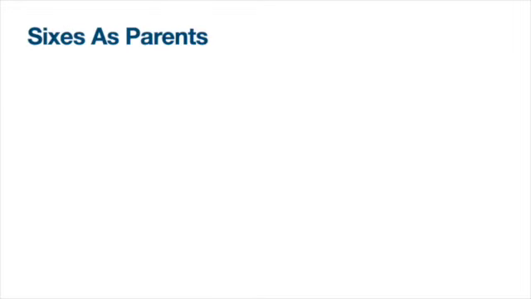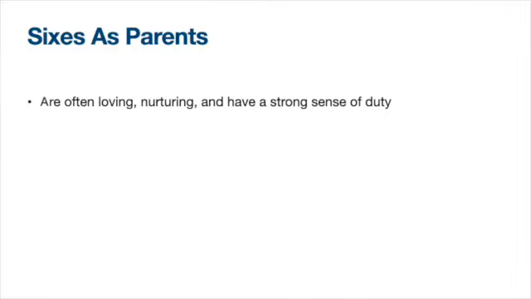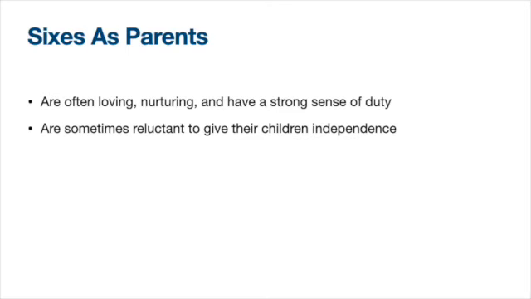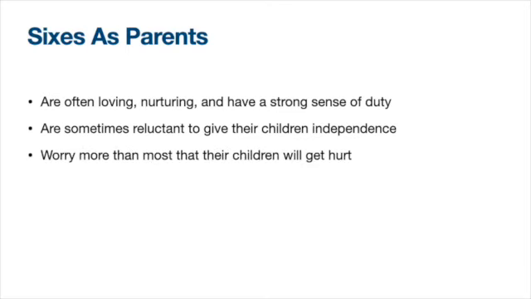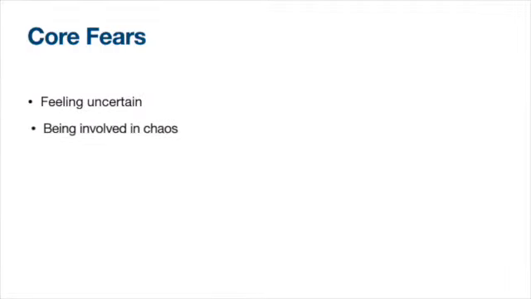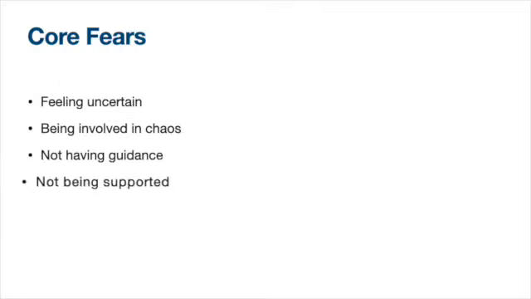6s as parents are often loving, nurturing, and have a strong sense of duty, are sometimes reluctant to give their children independence, and worry more than most that their children will get hurt. Sometimes have trouble saying no and setting boundaries. Core fears: feeling uncertain, being involved in chaos, not having guidance, not being supported, being blamed, targeted, and physically abandoned.